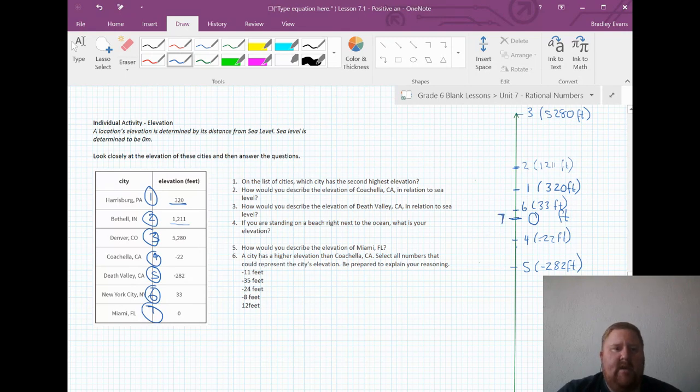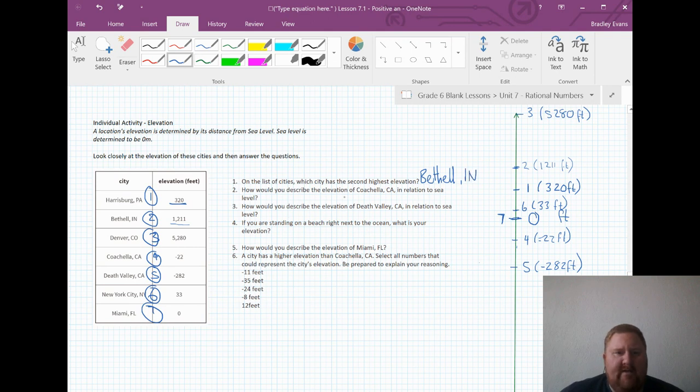Okay, at sea level. So on the list of cities, which city has the second highest elevation? Well, let's take a look. And the highest elevation means a positive elevation. So it's number 2 here, which is going to be the second highest elevation, 1,211, which is going to be Bethel, Indiana.